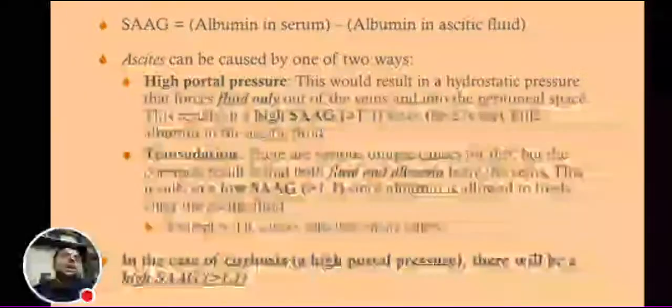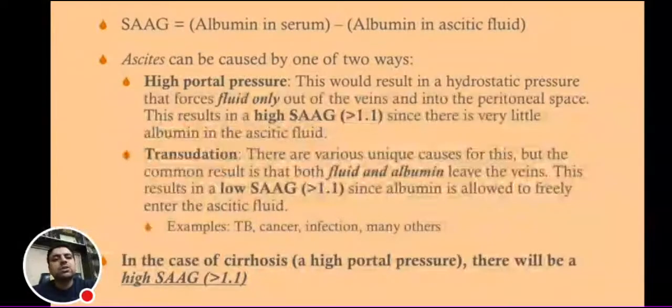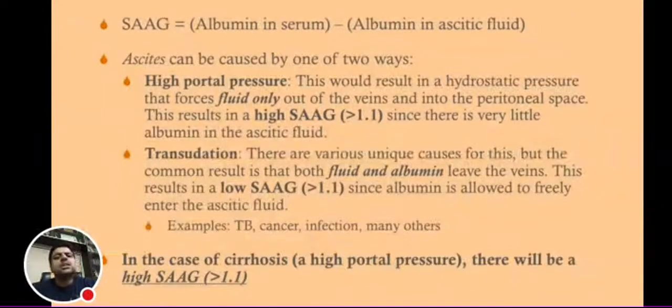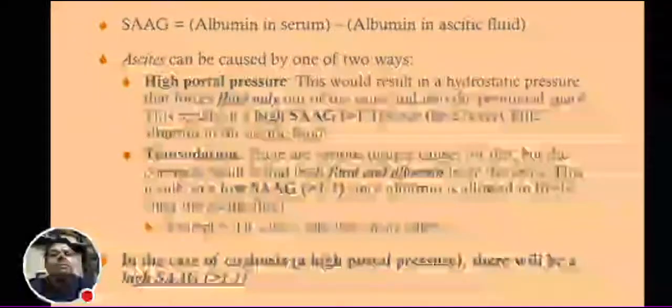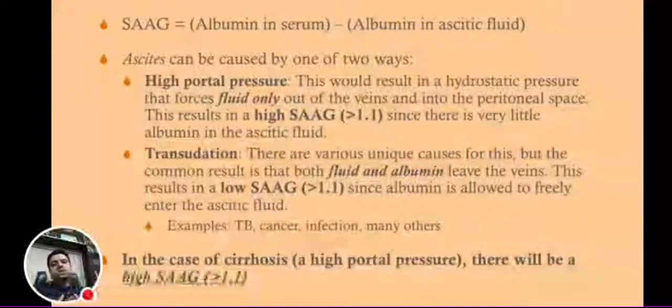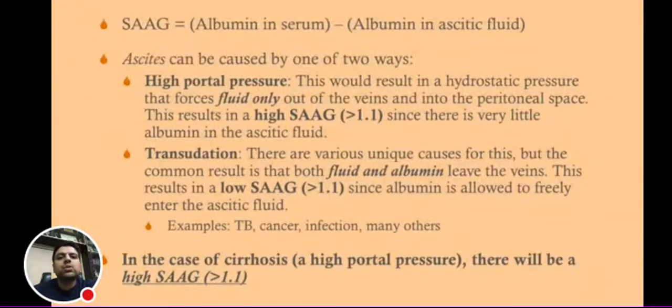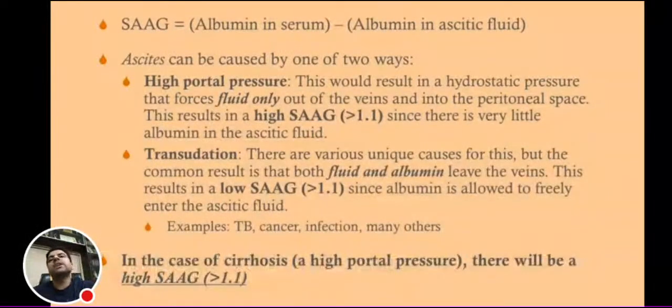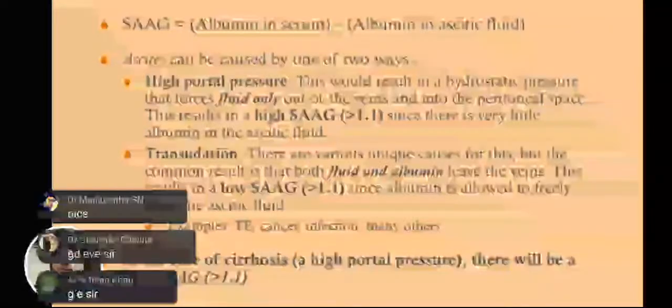Where is exudation? The causes start with T for TB, an infectious cause, so infection causes exudative ascites, and cancers cause exudation. There are various unique causes, but the common result is that both fluid and albumin leave the vein. In exudation, both fluid and albumin leak. That's why, if we do the serum ascites albumin gradient, albumin in serum is low, but albumin in ascitic fluid is high. So low minus high gives a low albumin gradient.